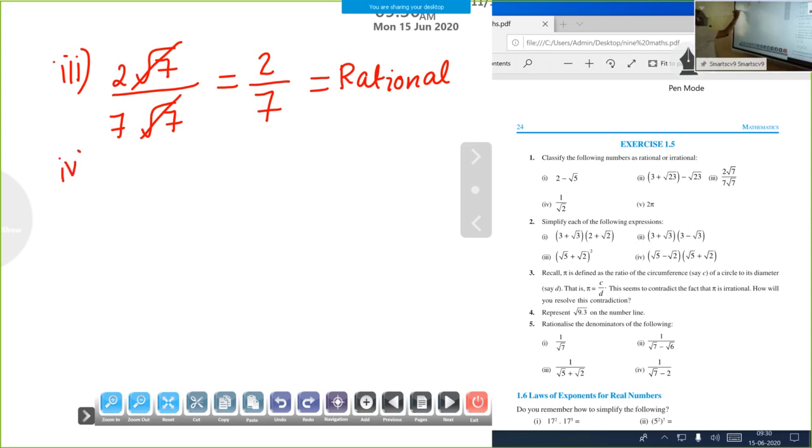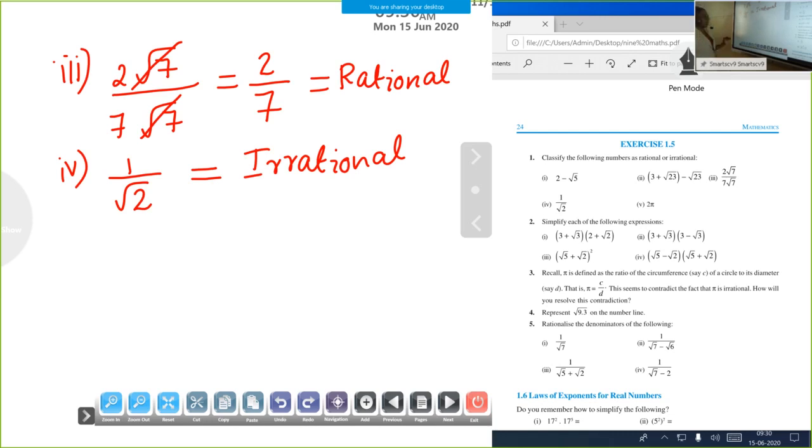Your fourth question. 1 by root 2. We know that root 2 is irrational. So 1 by root 2 is also irrational. Root 2 does not have a specified value. So root 2 is irrational, and so 1 by root 2 is also irrational.